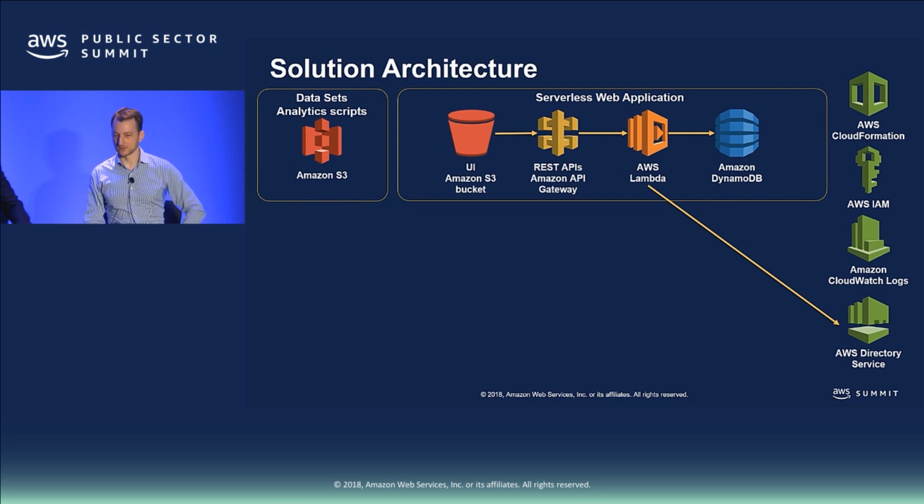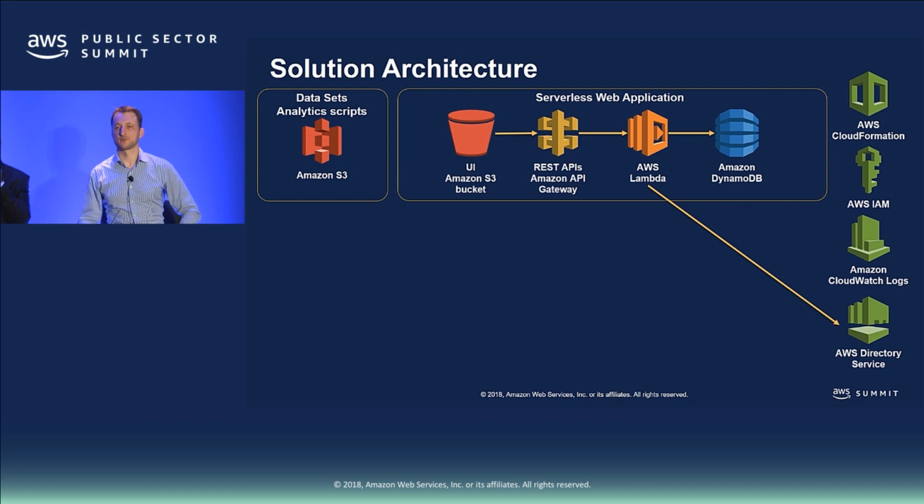So let's take a look at the solution architecture. We have data sets and analytics scripts in Amazon S3, which is typical for a data lake. Then we have a serverless web application. The UI is stored in Amazon S3. Then we have REST APIs fulfilled by Amazon API Gateway. AWS Lambda runs the business logic for us. And as we talked about it, the data lineage and other metadata is stored in Amazon DynamoDB.